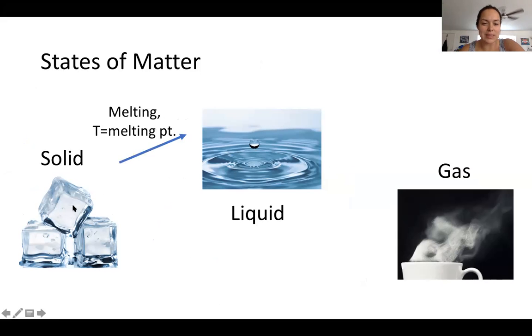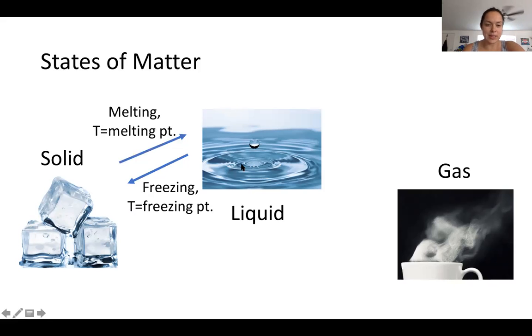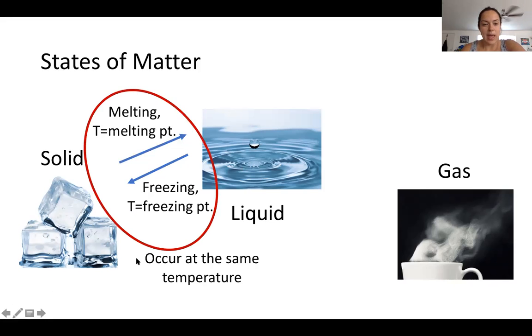When we're going from a solid to a liquid, we call that the melting temperature or the melting point. If we're going the other way, from a liquid to a solid, we call that the freezing point, and that's known as freezing. Notice that these occur at the same temperature. For water, going from a liquid to a solid happens at 0 degrees Celsius, and going from a solid to a liquid also occurs at 0 degrees Celsius.